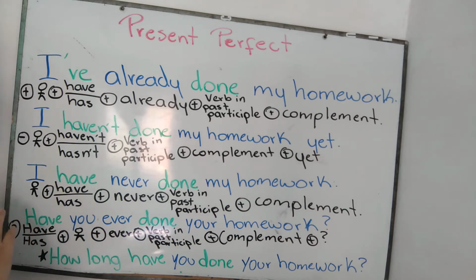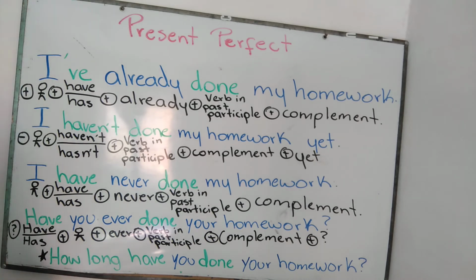Then for questions, when you answer just yes or no, yes/no questions, this is going to be the structure. You need have or has, personal pronoun, ever, verb in past participle, complement, and question mark, okay? This is only when you answer yes I have or no I haven't. But when you want something more specific or when you need more information, you can ask how long, okay, have you done your homework? In that case, you can answer more specifically, for 2 hours, etc.